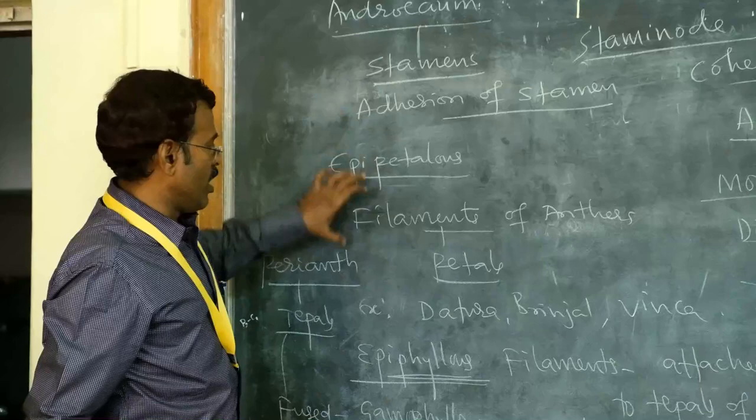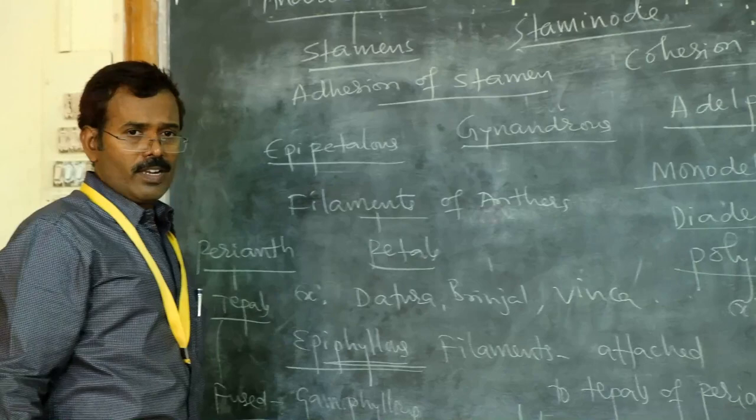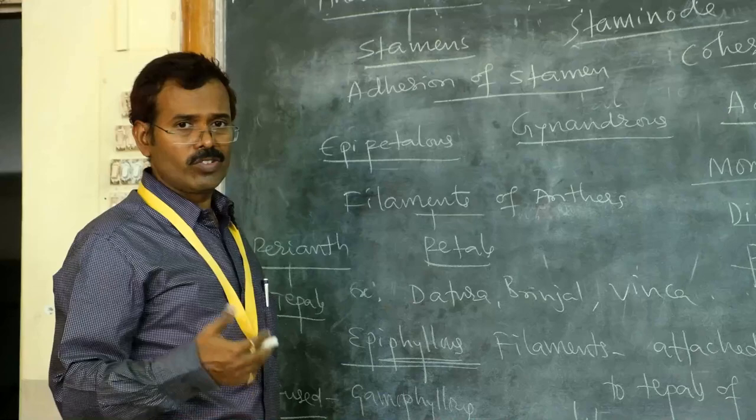You can see another condition also, that is gynandrous. In case of gynandrous condition, the anther or stamen part is attached to the stigma of the flower. This gynandrous condition you can see in Calotropis.